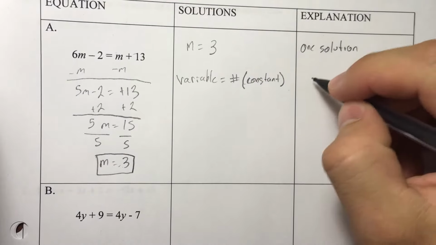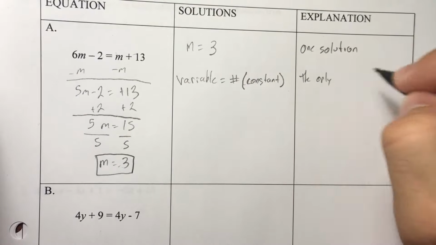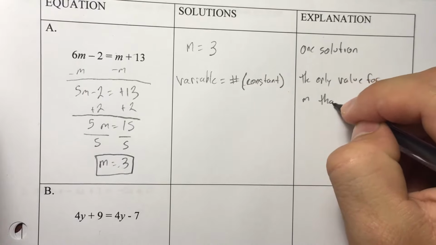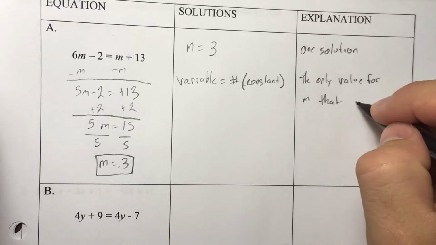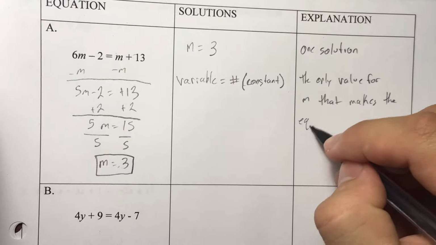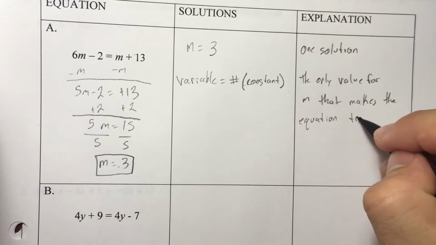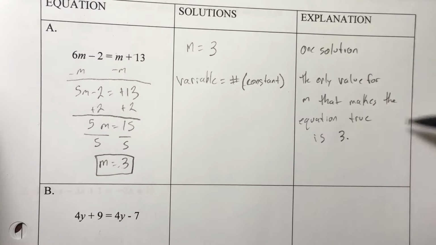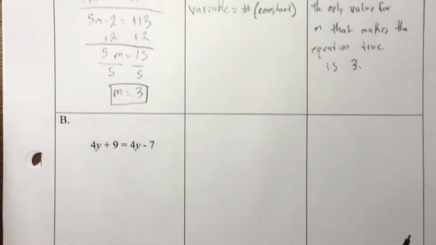And again, the reason is the only value for m that makes this number sentence true, or that makes the equation true, is 3. Now, this piece is going to be really important as we get to the end of the unit. You need to be able to explain why an equation would have one solution, no solutions, or an infinite number of solutions. So we got one out of the way, one solution. Next, we move on to equation B.